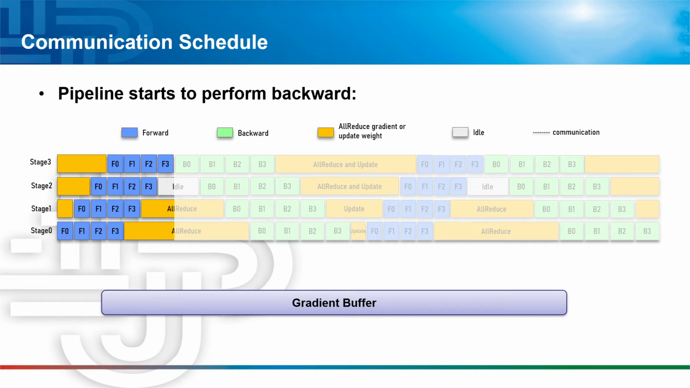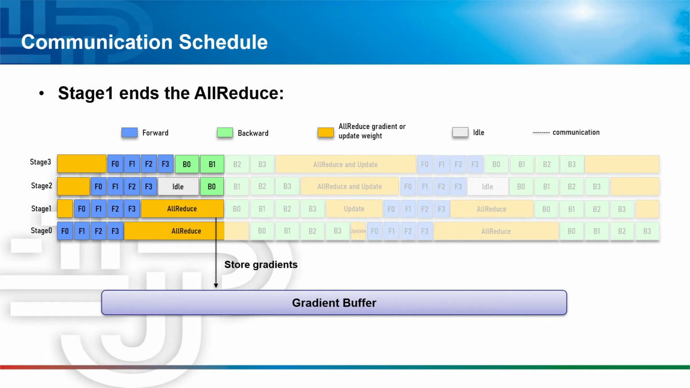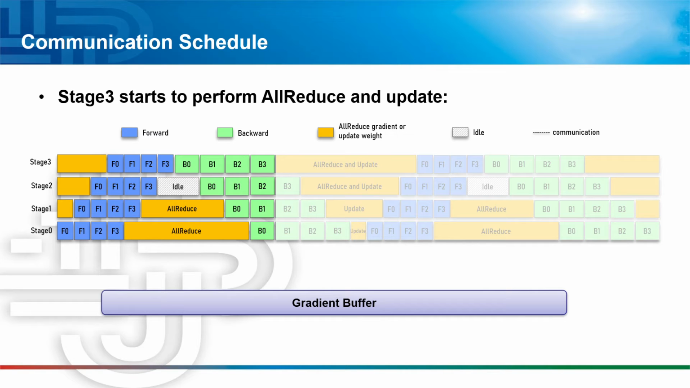At this point, all the forward computations have been completed, and Hippie starts to perform backward computations. The all reduce will average the gradients between workers and store it for the update later. The same applies to stage 0. The communication and the update order of stage 2 and stage 3 has not changed, and they do not need to compute with the gradient buffer.